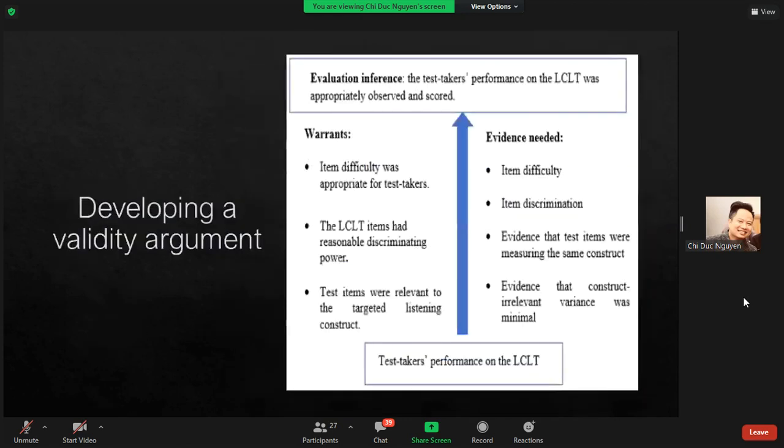Now, here is one example. From this one, can you please tell me what is the claim? What is the evidence and what is a warrant?